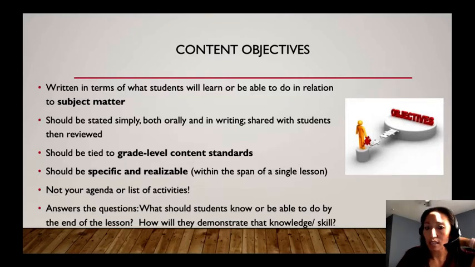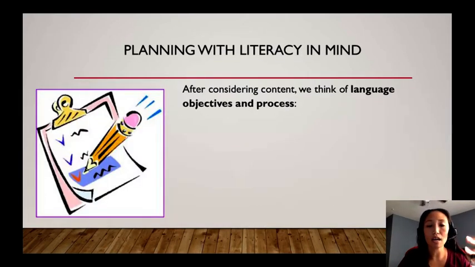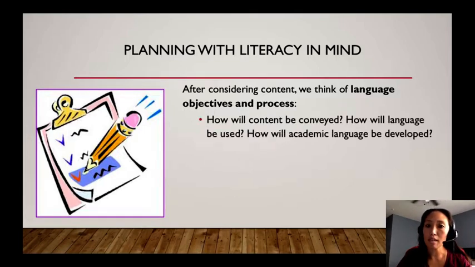Finally, content objectives answer the question, what should students know or be able to do by the end of the lesson? And how will they demonstrate that knowledge or skill, just as I modeled for you a second ago? After we consider content, because obviously as secondary teachers, content is going to be really important in our lesson planning, we want to think about language objectives and processes. So we want to think about how we are going to convey the content that we are giving to students, right? So what are the ways in which language will be used, and how will academic language be developed?